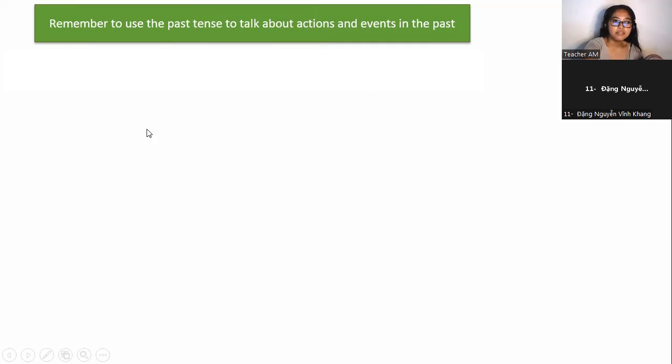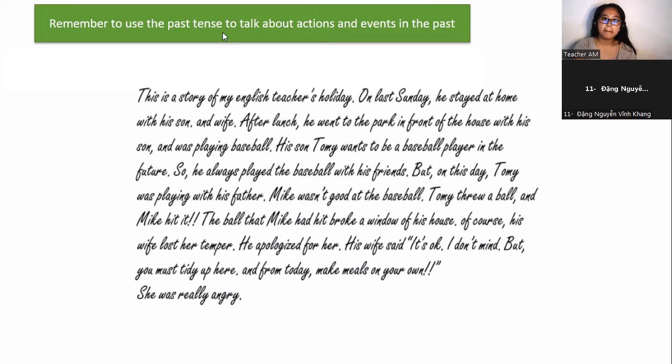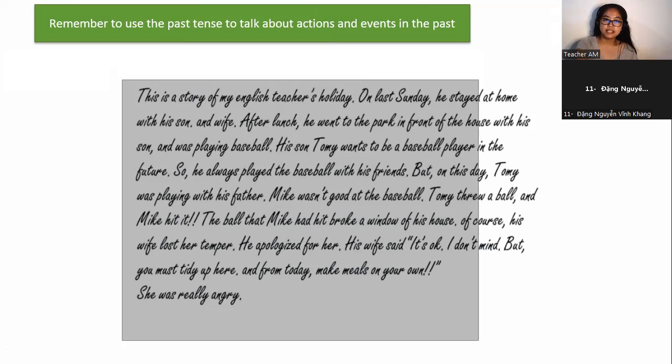Before I forget, Vin, remember to use the past tense to talk about actions and events in the past. So this is an example of using past tense.